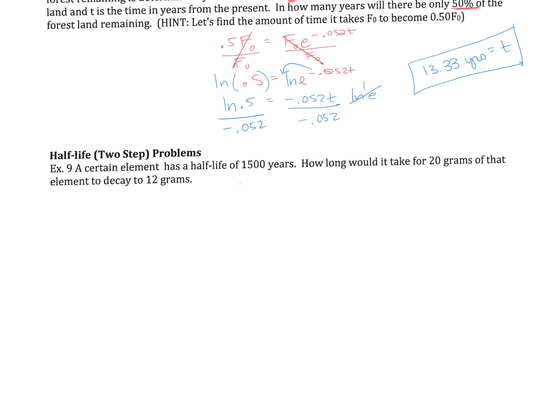Half-life problems can be done a couple of ways. The way I'm going to show you has 2 steps. For step 1, you and I are going to be figuring out the decay constant. We're going to find how this substance is decreasing, and we're going to use the half-life to help figure that out.